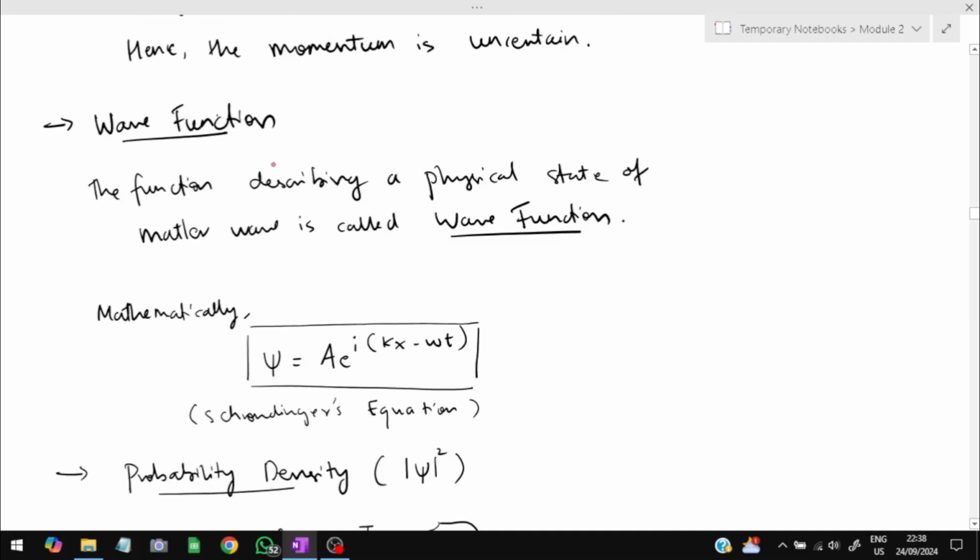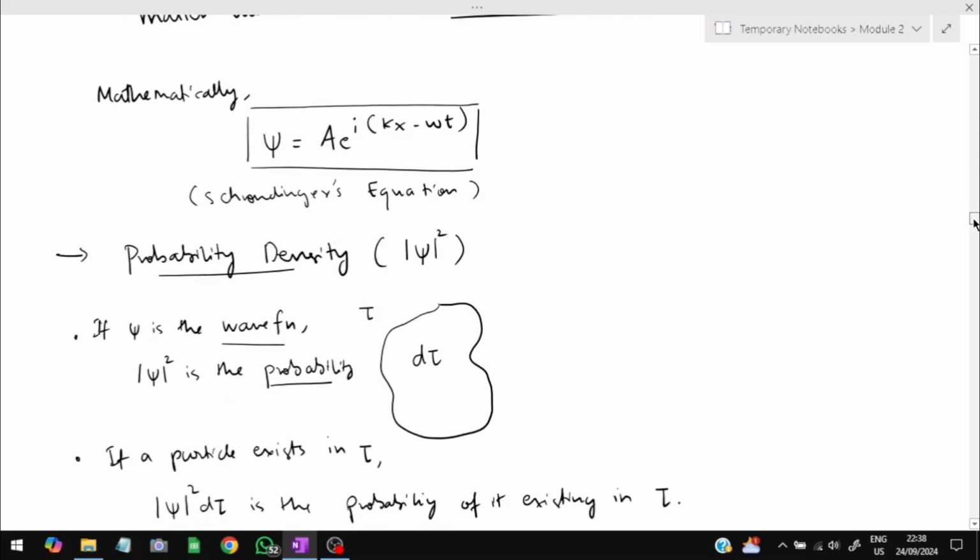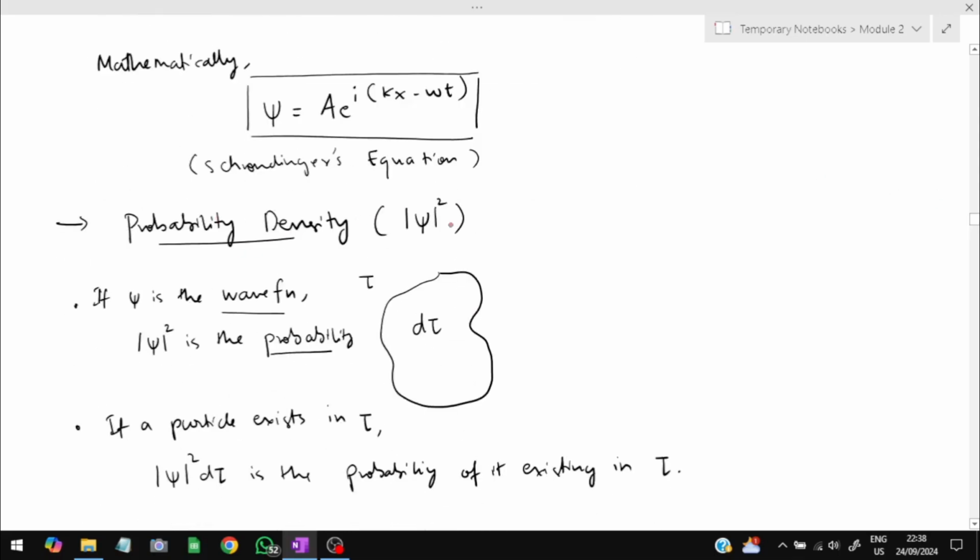Since the particle moves in the waveform, the function which describes the particle in the physical state is called the wave function, and it's given by this symbol here: A e^(i(kx - wt)). This is the coordinates equation. Next we have the probability density, which is nothing but the wave function square.